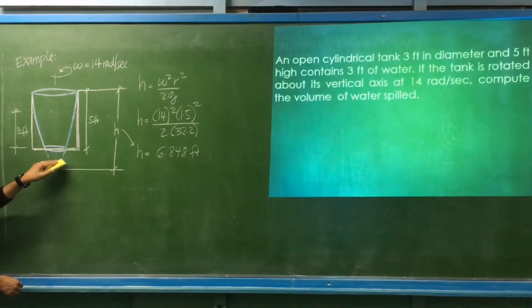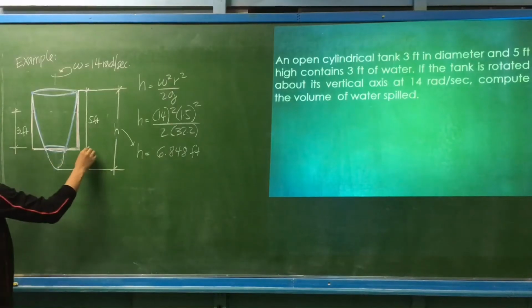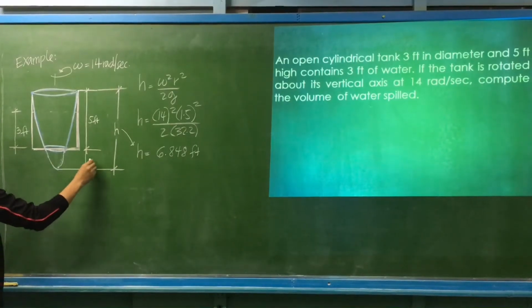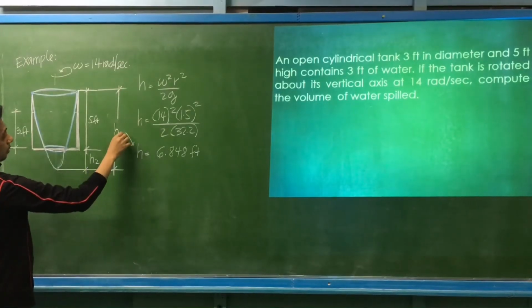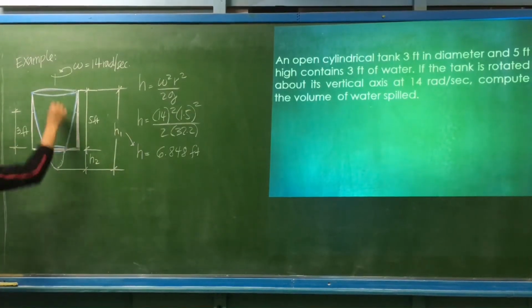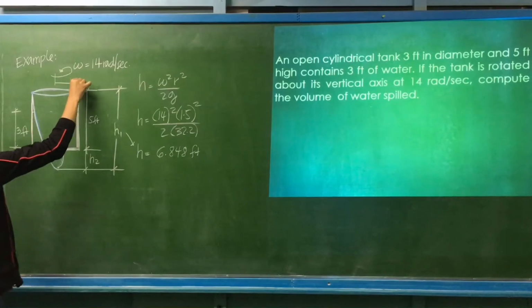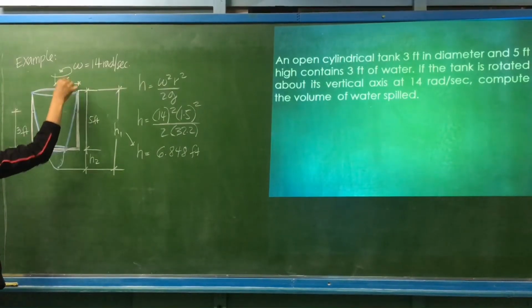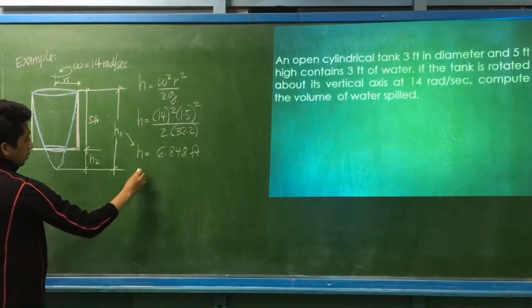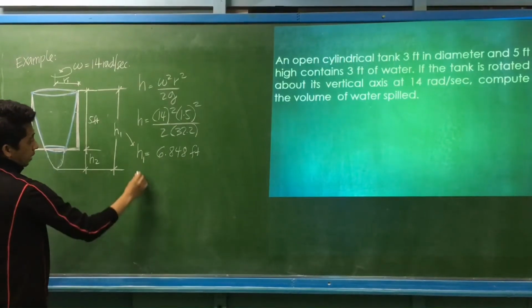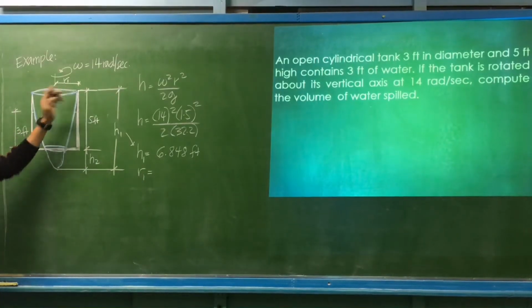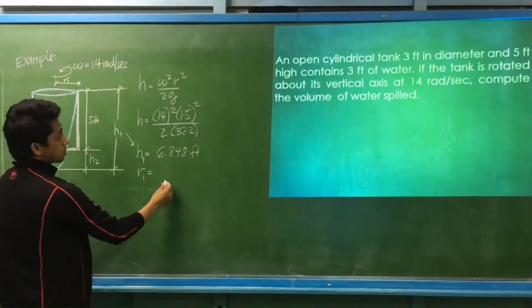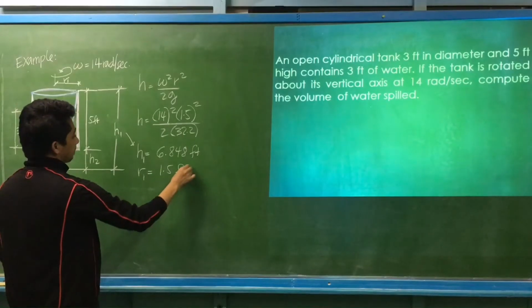Kasi hindi naman ito mangyayari talaga, hindi siya mangyayari na mag-extend siya sa ilalim. So let's say this is height number 2. The height of the larger paraboloid is height number 1. Then this will be the radius of the larger paraboloid, R1. So we have H1 is 6.848. R1 is the same as the radius of the tank, which is 1.5 feet.